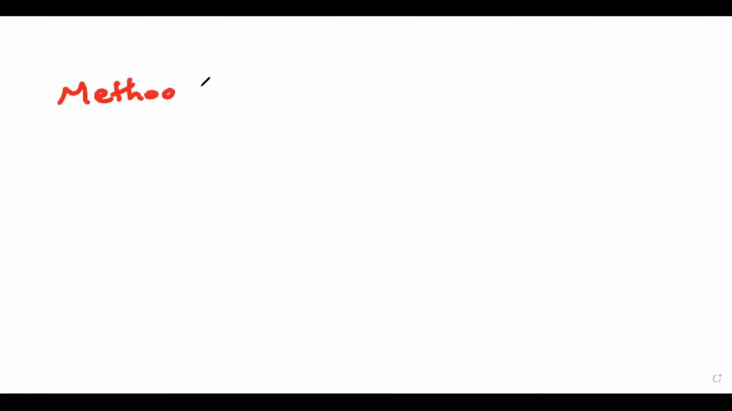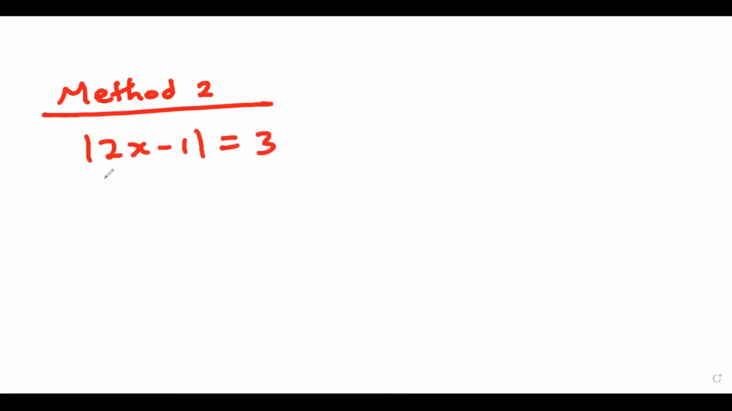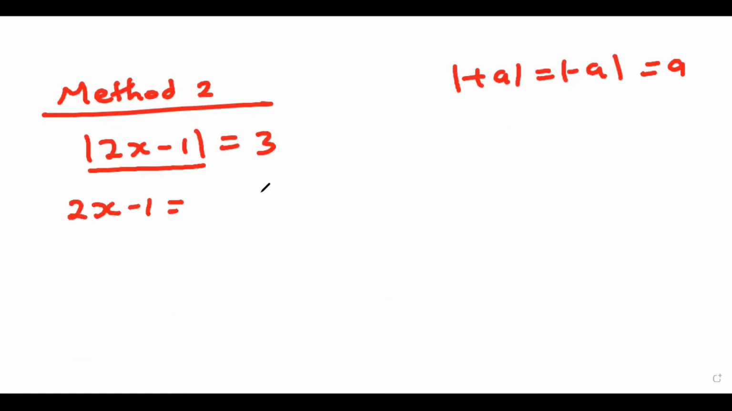Method 2. So method 2 is kind of easier. So the question was 2x minus 1 is equal to 3. What you do is you remember the modulus. Remember the modulus of A is equal to the negative modulus, which is equal to A. So with that in mind, you could use the positive aspect of this, which is 2x minus 1 is equal to 3, or you can use the negative aspect of this, which would be minus 2x minus 1 is equal to 3.